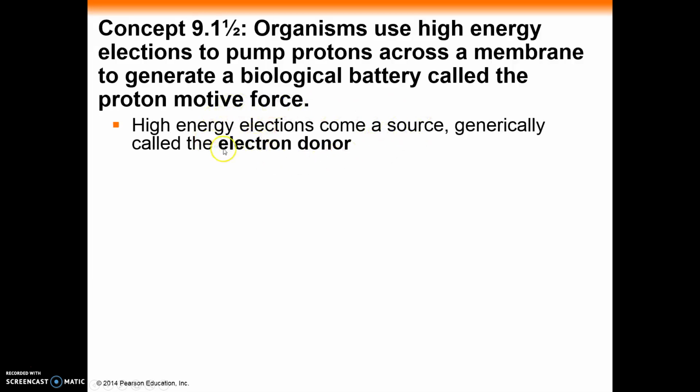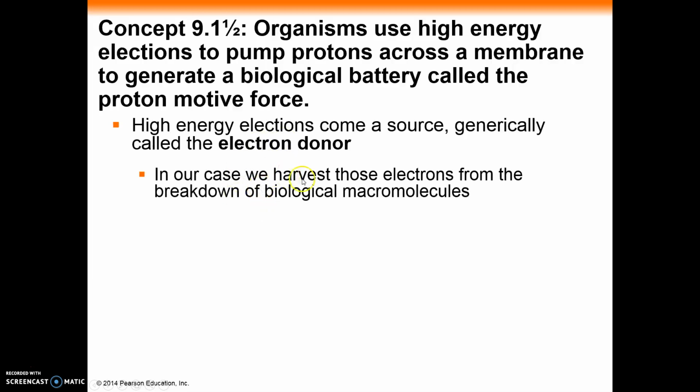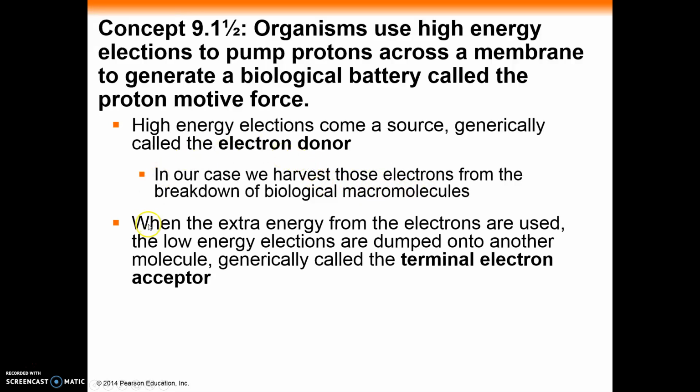So the source of these electrons we're going to call the electron donor. Okay, in our case, we harvest those from the breakdown of biological macromolecules that we've consumed. Now, when all of the extra energy that is present in here has been used, we have to put those electrons somewhere. And that final place that we drop the electrons is called the terminal electron acceptor. And in our case, it is oxygen.